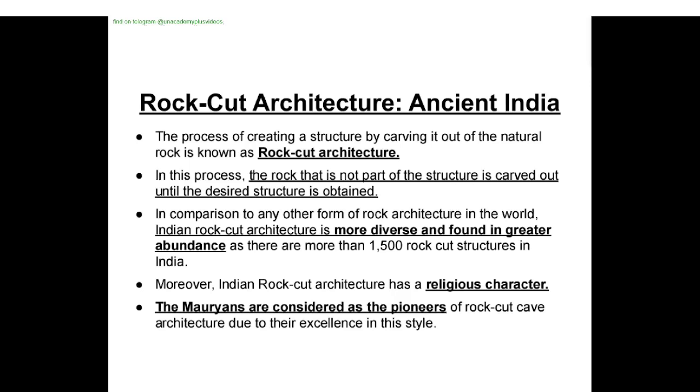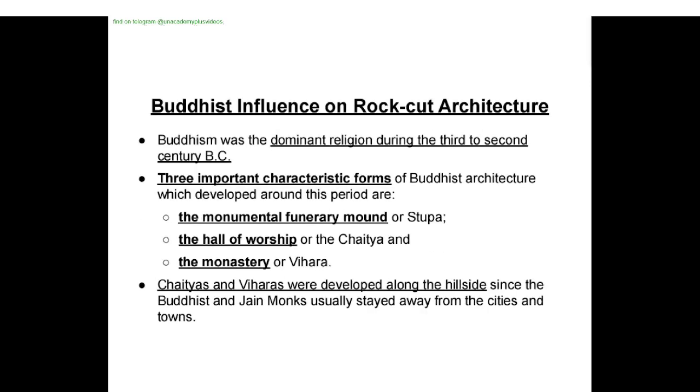Rock cut architecture of ancient India. The process of creating a structure by carving it out of the natural rock is known as rock cut architecture. In this process, the rock that is not part of the structure is carved out until the desired structure is obtained. In comparison to any other form of rock architecture in the world, Indian rock cut architecture is more diverse and found in greater abundance, as there are more than 1,500 rock cut structures in India. Moreover, Indian rock cut architecture has a religious character. The Mauryans are considered the pioneers of rock cut cave architecture due to their excellence in this style.